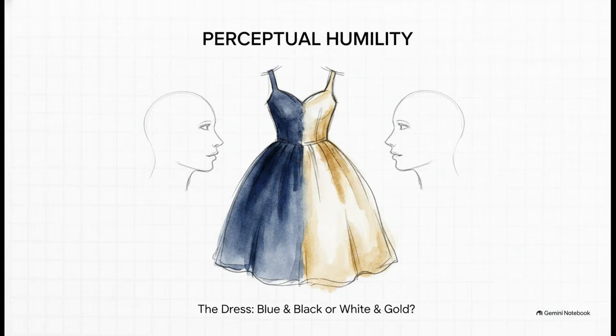Understanding this leads to an incredibly powerful concept called perceptual humility. Remember that viral image of the dress from a few years ago where half the internet saw blue and black and the other half saw white and gold? That perfectly proved that your reality is just a construction. Accepting that literally no one sees the objective world perfectly should inspire incredible empathy. Think about social media echo chambers, right? If we can't even agree on the color of a dress, it is no wonder our constructed beliefs about the complex world vary so wildly.